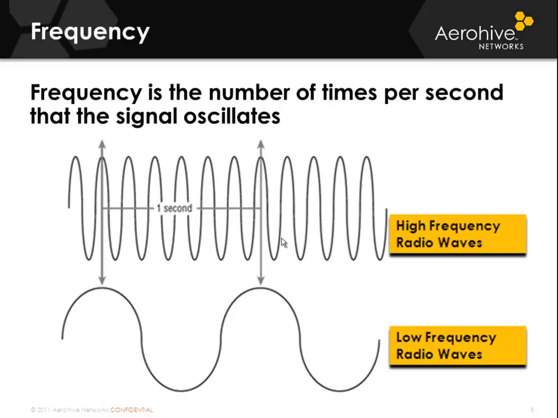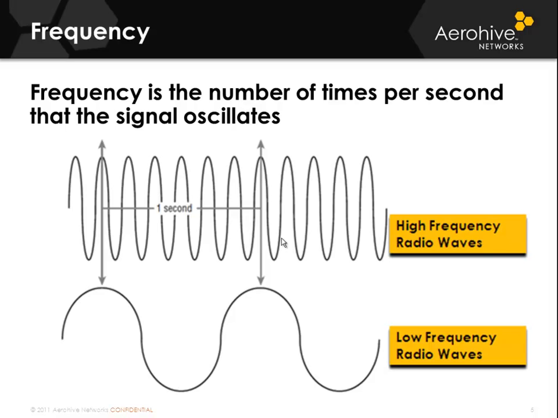Frequency is the number of times per second that a signal oscillates. It's the number of times an event occurs within a specified time interval, in our case per second, the number of times that the signal oscillates. The standard measurement for frequencies is in hertz. An event that occurs once in a second is equal to 1 hertz. An event that occurs 2.4 billion times in a second is measured as 2.4 gigahertz.